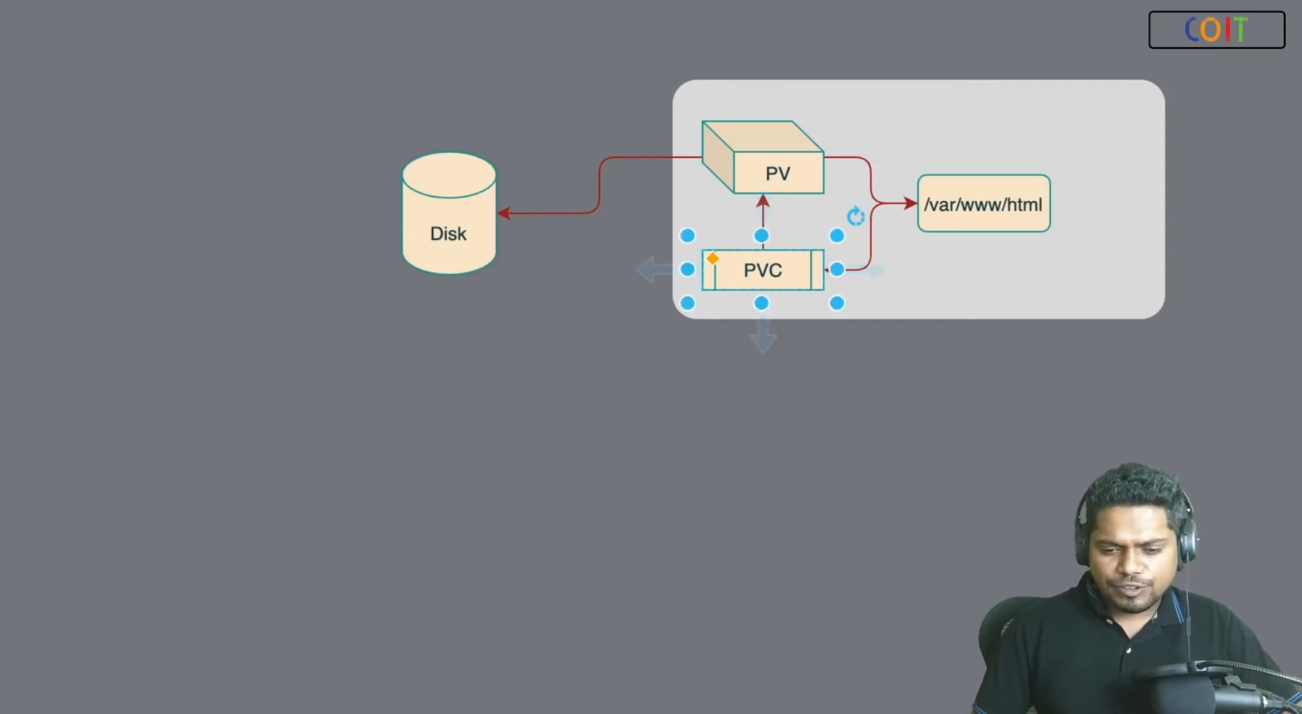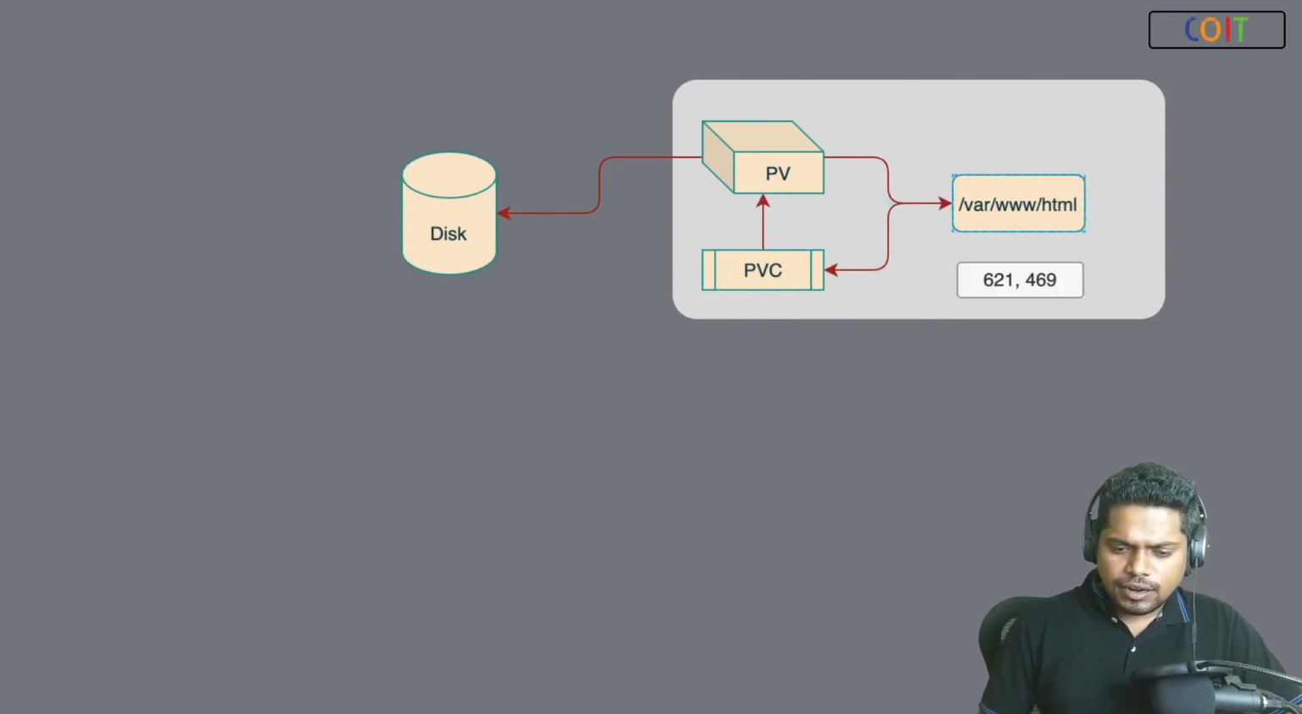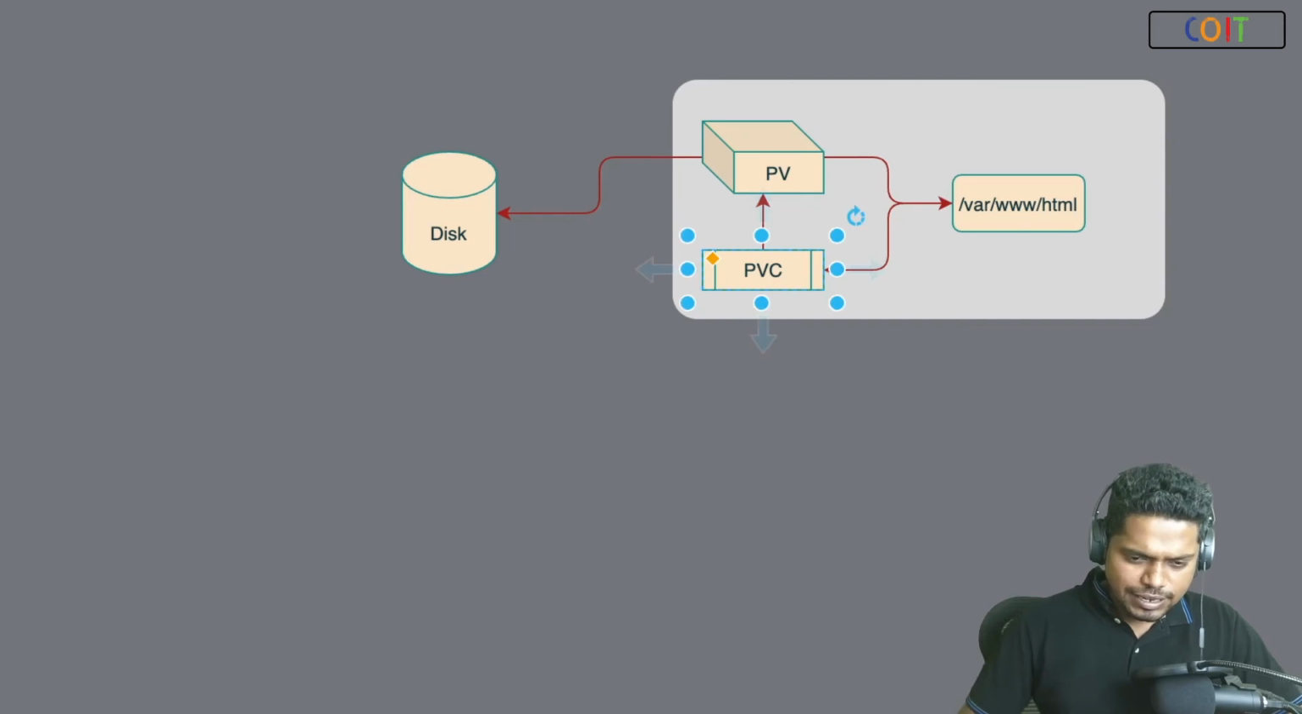I can create a YAML file for that, and then I will create a PVC. Later, when my CoIT frontend container starts up, it will call this PVC. So I have to modify. First, I have to create the PVC. Let me create the PVC first. That's what I'm going to do.